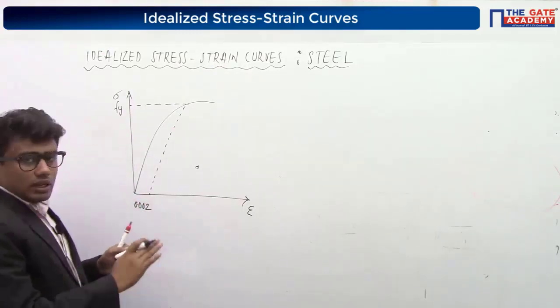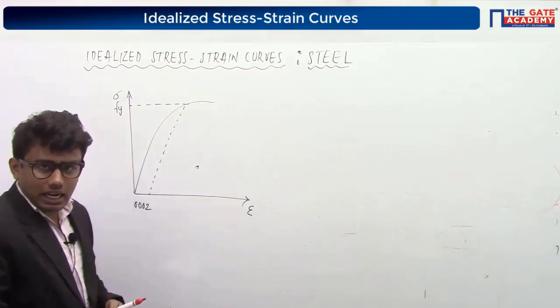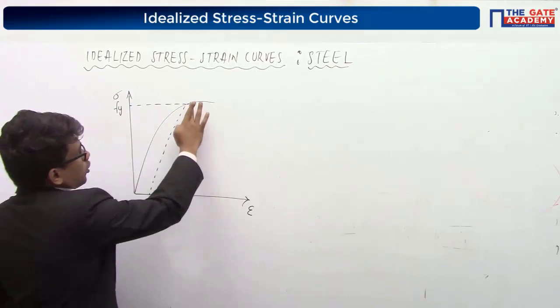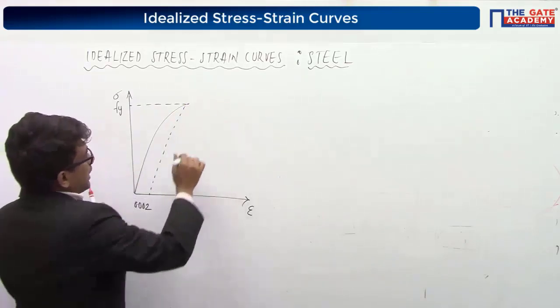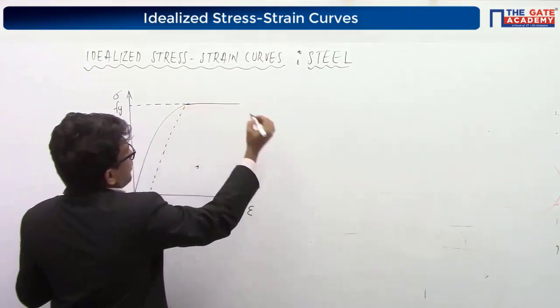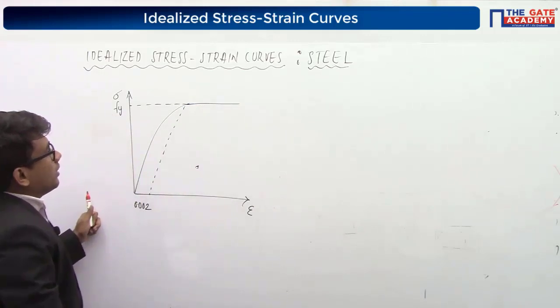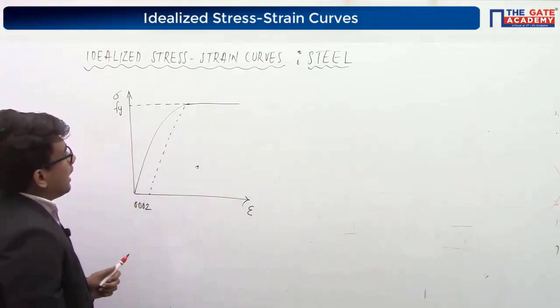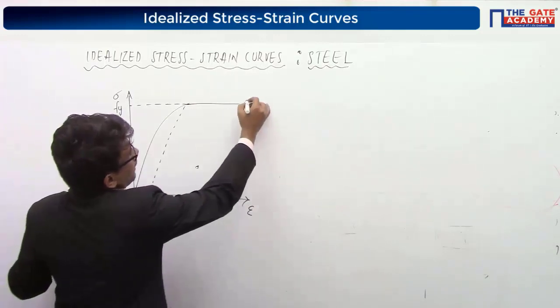This is a stress value. This is the stress-strain curve I considered. After this strain value, I am not going to consider it as a curved one. I will be considering it straight. And after that, this is actually our Fy value.